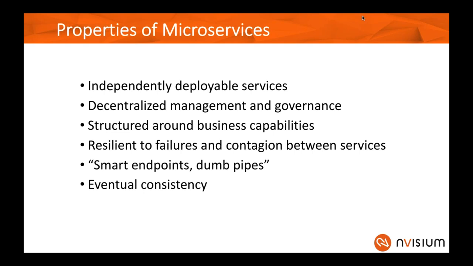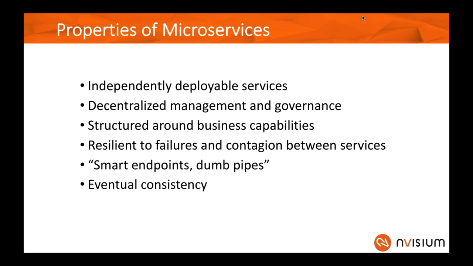Now, properties of microservices, some things that Kubernetes works peanut butter and jelly-like with: independently deployable services. Each service is essentially being deployed in a container, and a pod can be a collection of containers. So we fulfill that. We can decentralize things, especially across namespaces. Lots of times you'll have a namespace per application or per business function. So Kubernetes provides us with the ability to structure our development around that.